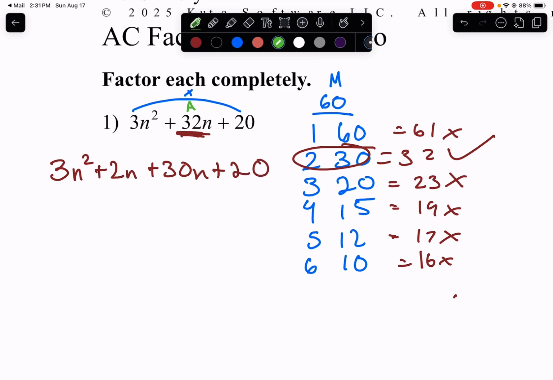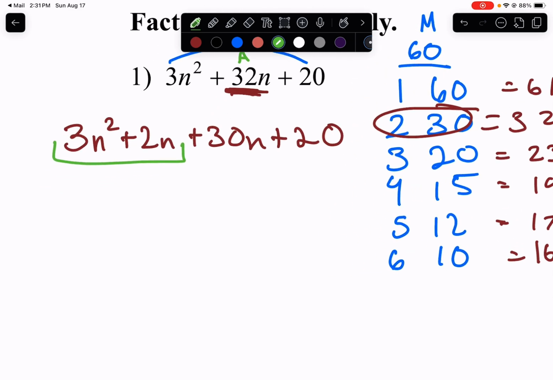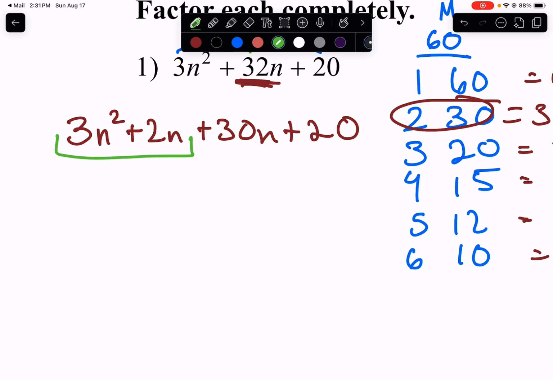Now I'm going to do something that's called factoring by grouping. I look at these first two terms, and I need to take out the greatest common factor of these two in this grouping. In this case, my GCF is just going to be n. I can't divide 2 and 3 by anything other than 1, but I can take an n away from both of these. So I divide each of these by n, and on the inside, I'm going to be left with 3n plus 2.